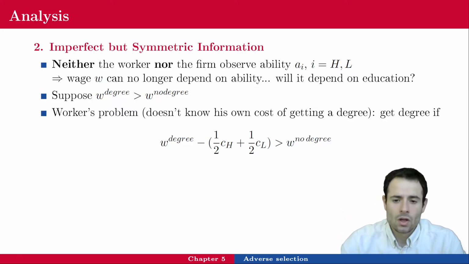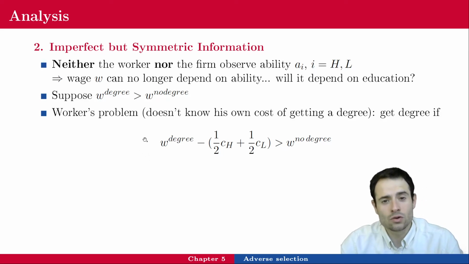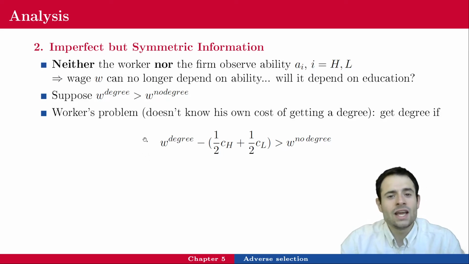So, the left-hand side is the utility of our worker if he decides to go to college and get a degree. Note that here, there is no log or square root or anything like this, because the agent, the worker, is risk neutral. If the agent is risk neutral, the utility function is linear, remember? So we can just write it linearly.